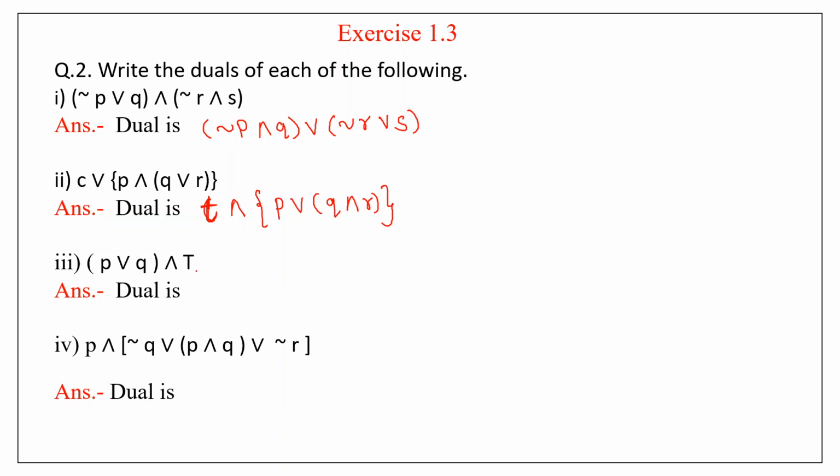Okay, next one, P or Q. Where there is 'or', we write 'and', and instead of T, we write C. Next one, P or negation Q and P or Q and negation R. So this is the dual. This can be asked for 1 mark.